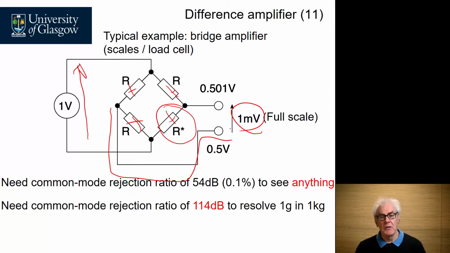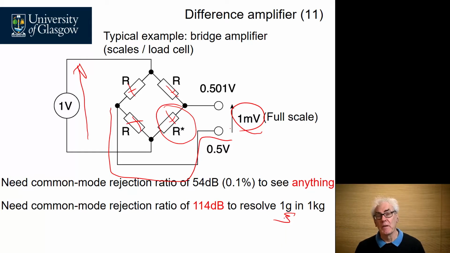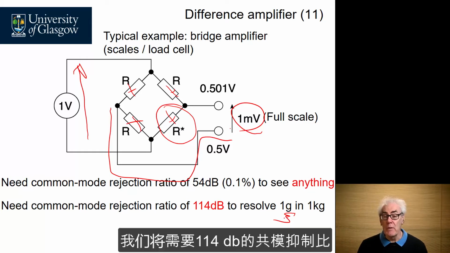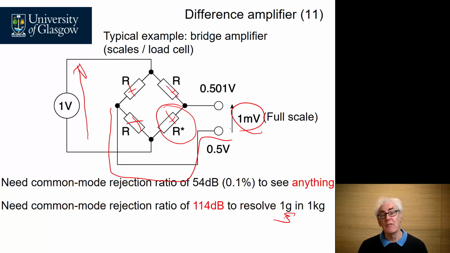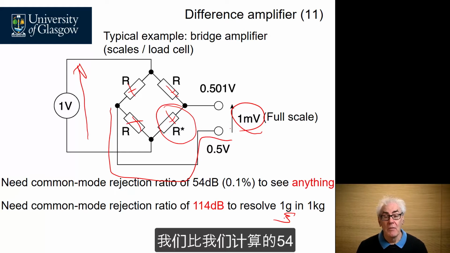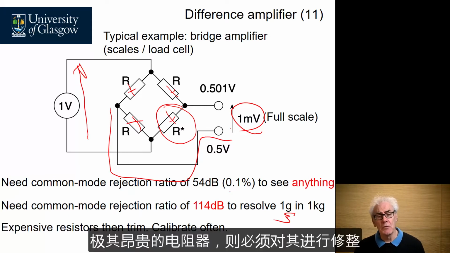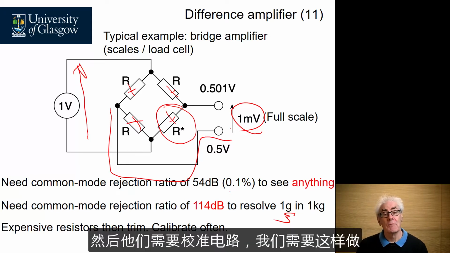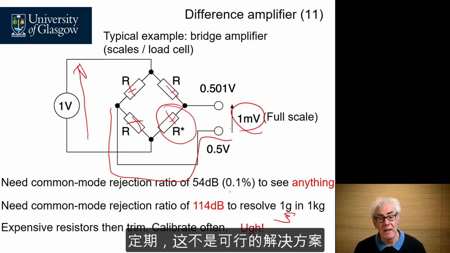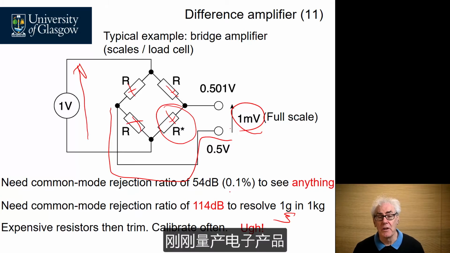But if we wanted to measure, say, with a resolution of 1 gram in 1 kilogram or 1,000 grams, we would need a common mode rejection ratio of 114 dB. In other words, 1,000 times more than the 54 dB we calculated. And that's beginning to get really, really tough. It would require hugely expensive resistors, then they would have to be trimmed, and then they would need to calibrate the circuit. And we'd need to do that regularly. And that is not a workable solution for mass-produced electronic products.